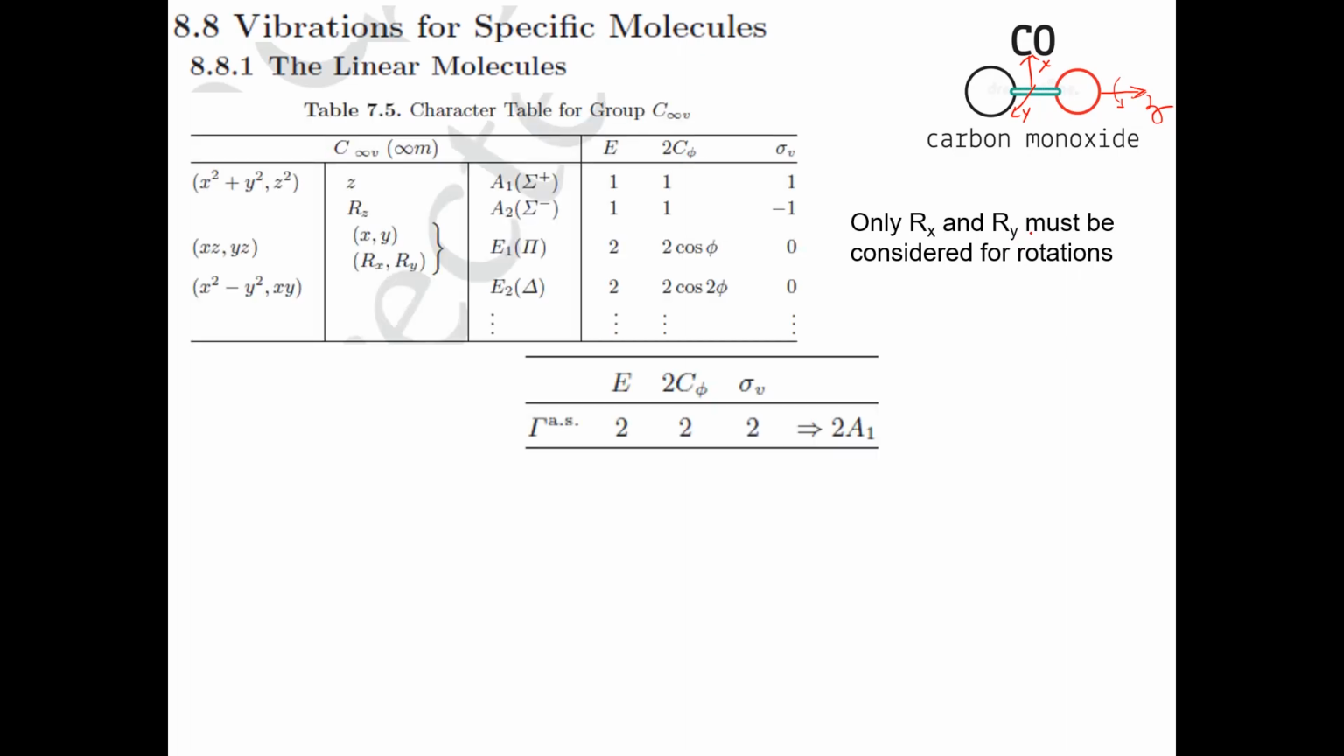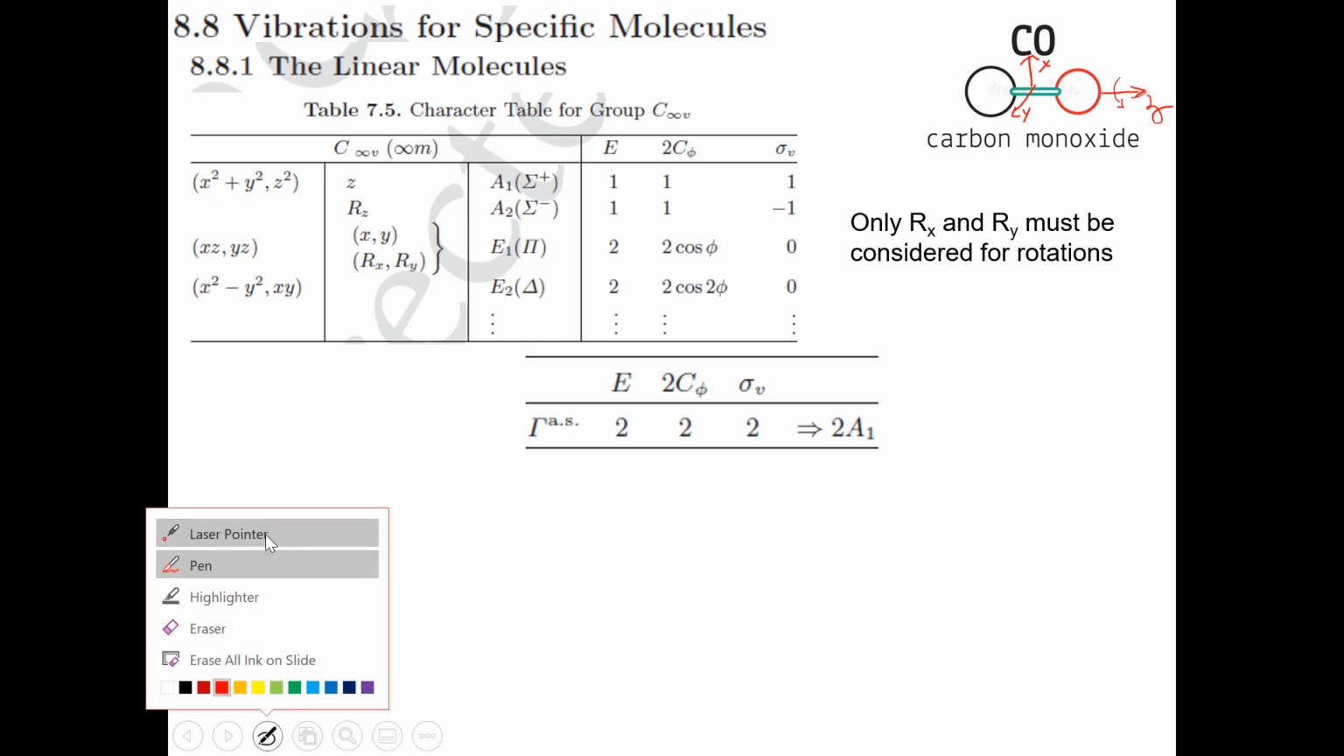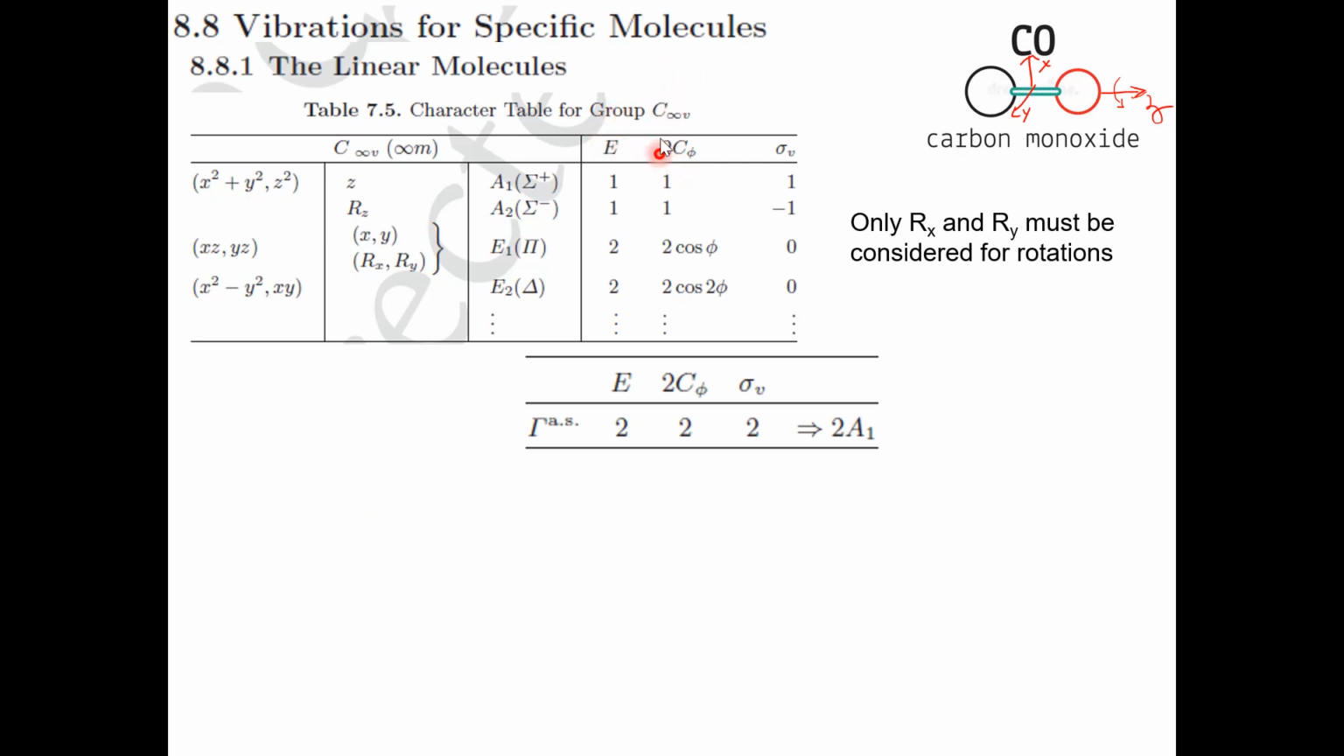Okay, so let's start analyzing the carbon monoxide molecule. This molecule belongs to the C infinity v group. This is a semi-infinite point group. It has these symmetry operations: identity, all possible rotations around the z-axis for any angle phi, and also an infinite number of sigma v operations, vertical reflection planes, okay?